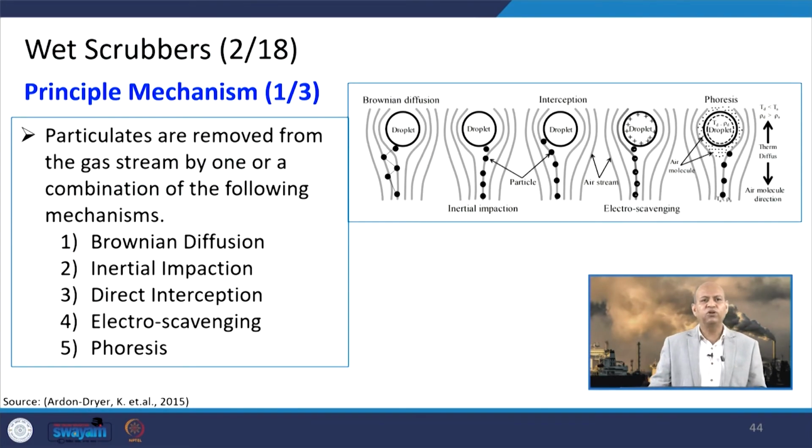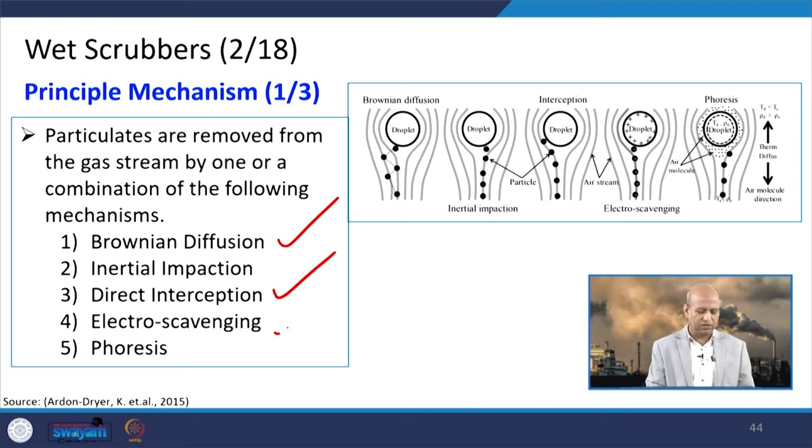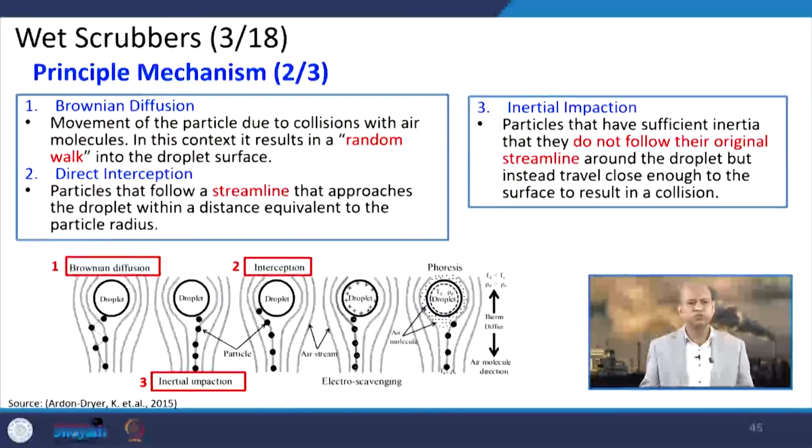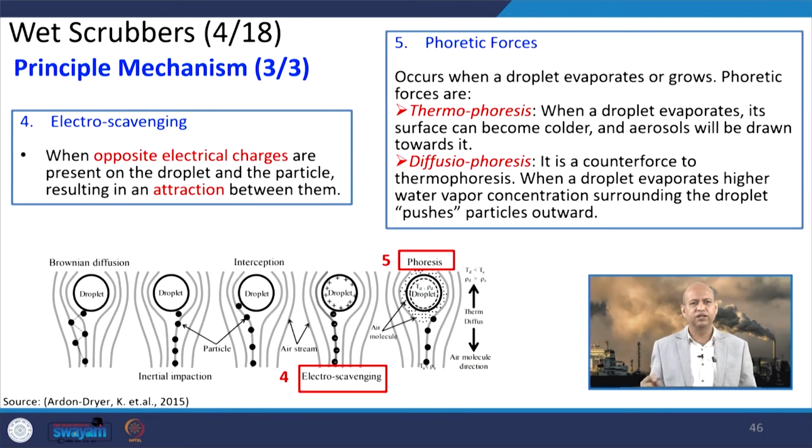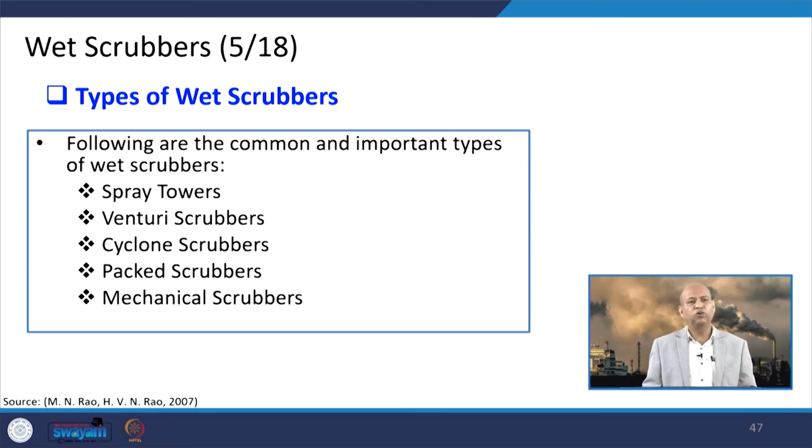And the principle, if you talk, then there are certain mechanisms like Brownian diffusion, inertial impaction, direct interception, electroscavenging and phoresis. All these kinds of mechanisms can be used for wet scrubbers. So, these are the ones which we have seen earlier also, Brownian diffusion, direct interception, depending upon where you are targeting that particular stream. So, these kinds of mechanisms are used very frequently. If you talk about different types of wet scrubbers, then there can be spray towers, venturi scrubbers, cyclone scrubbers, packed scrubbers or mechanical scrubbers.